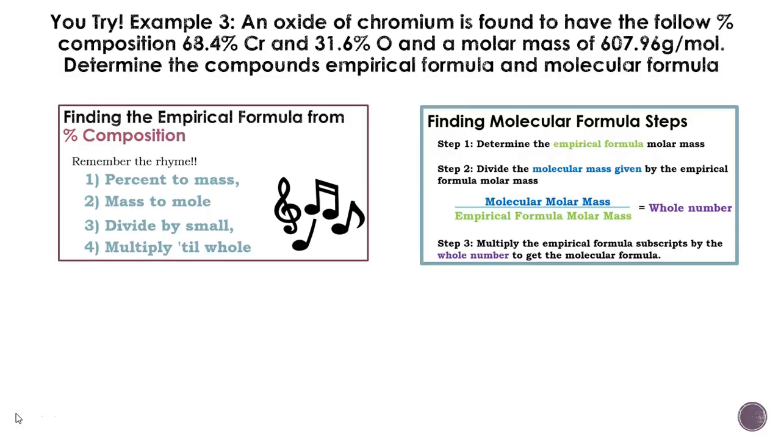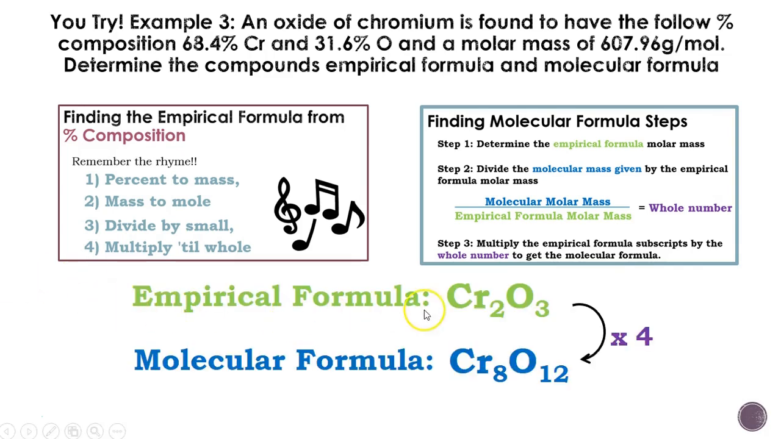What I want you to do now is try this U-try problem, where it's going to ask you to first calculate your empirical formula and then calculate your molecular formula. Check back in to make sure you get your answer correct. Your empirical formula should have been Cr2O3, and then the whole number multiple that you're going to multiply by is 4 in order to get our molecular formula of Cr8O12.